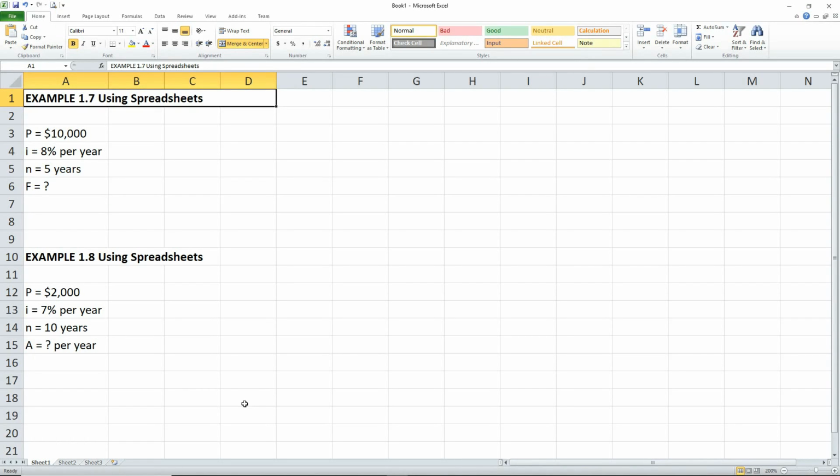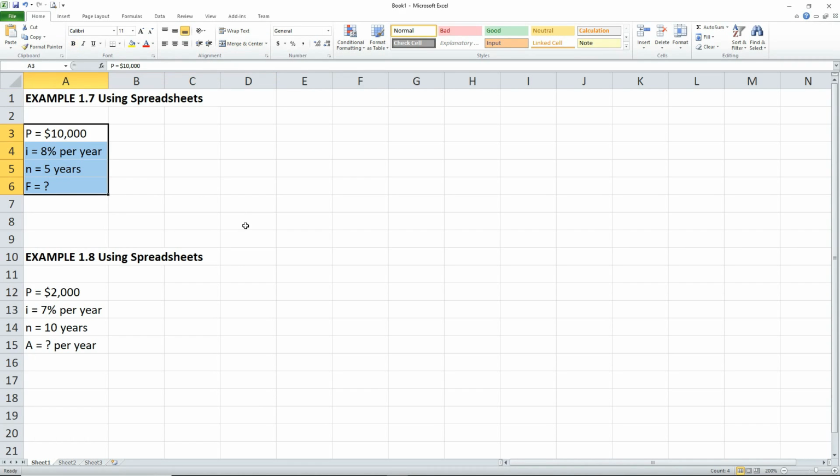We had previously identified the engineering economy symbols for examples 1.7 and 1.8, and now we will be solving them by using the Excel formulas. So let's start with example 1.7.